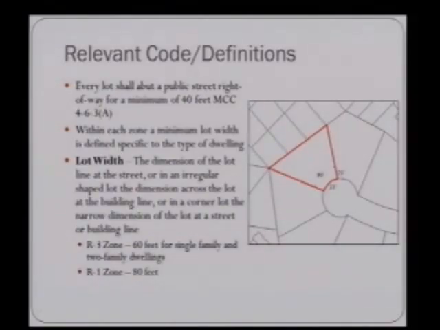I don't believe that the code defines an irregular shaped lot, but it's been interpreted as I described here, as lots that have an irregular shape. They may have 5 sides even, but they're commonly off of cul-de-sacs. They're not just a rectangle or a square.